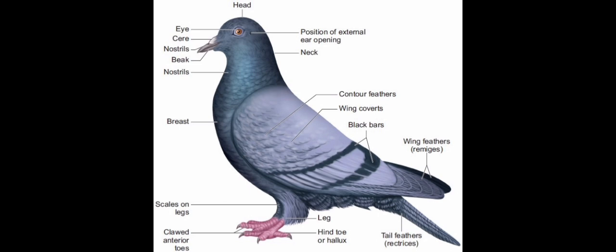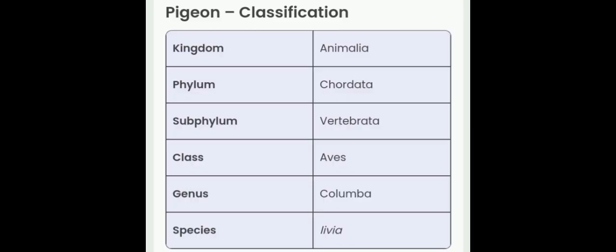All right. Now, the pigeon is classified like this. The kingdom is Animalia, and the phylum is Chordata. The subphylum is Vertebrata, and the class is Aves. The genus is Columba, and the species is livia.